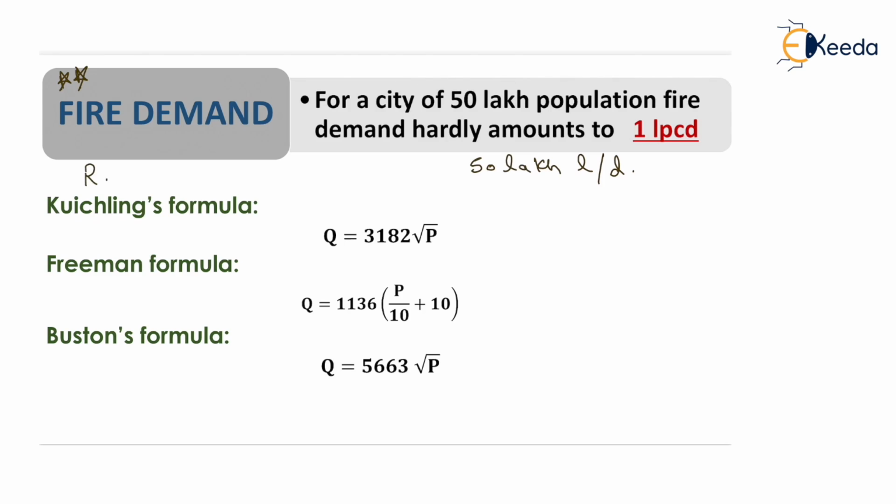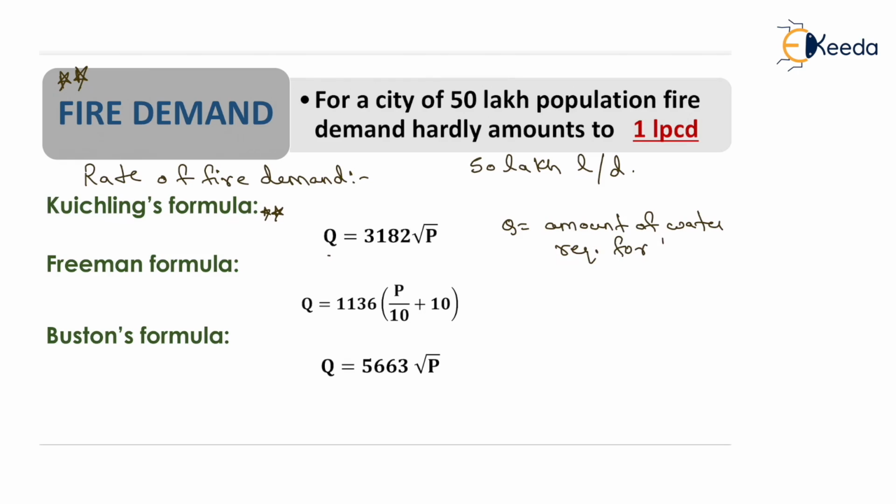If we want to compute the more accurate quantity of fire demand, then we need to use certain empirical formulas, which are Kuchling's formula, Freeman's formula, Burston's formula, and National Board formula. The first formula, the Kuchling formula, is very important for the fire demand topic, because GATE has every time asked questions from Kuchling's formula only, which is Q equals 3182 root P, where Q is the amount of water required for fire extinguishing, and it generally comes in liter per minute.